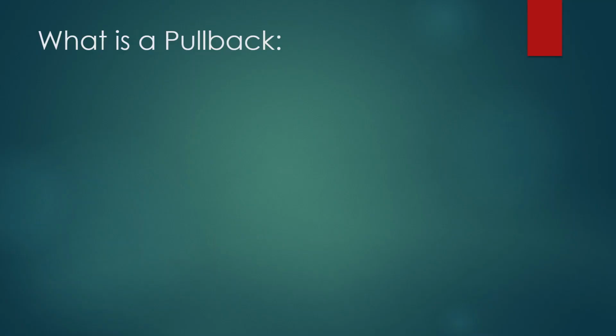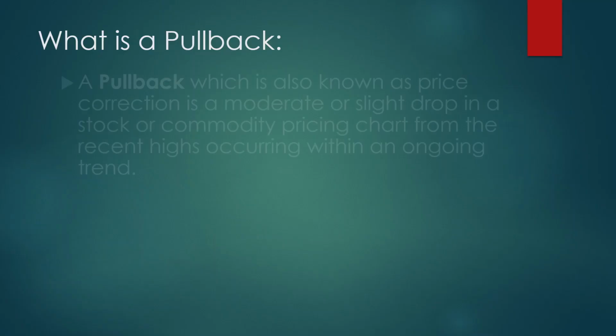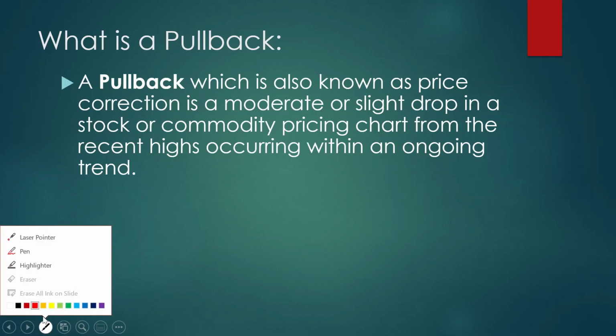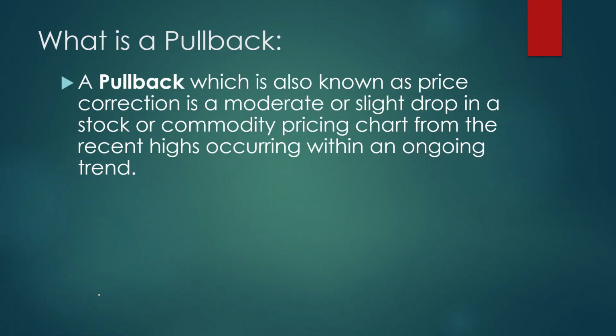So first and foremost, alamin natin kung ano ba ang pullback. A pullback, which is also known as a price correction, is a moderate or slight drop in a stock or commodity pricing chart from the recent highs occurring within an ongoing trend. So, say for example, ito yung ating ongoing trend, which is up. Yan. And then up, and then retrace, and then up, and then retrace again.